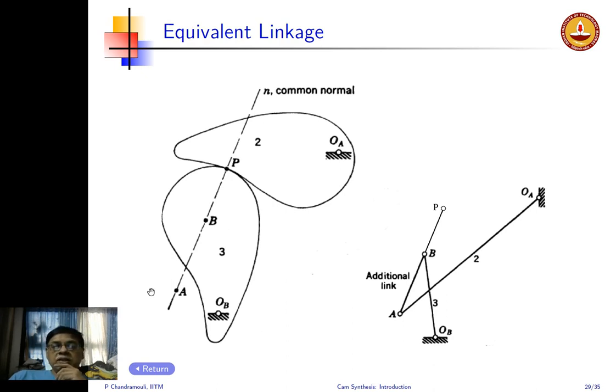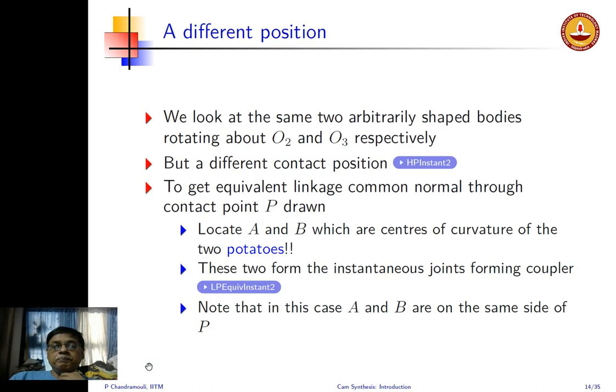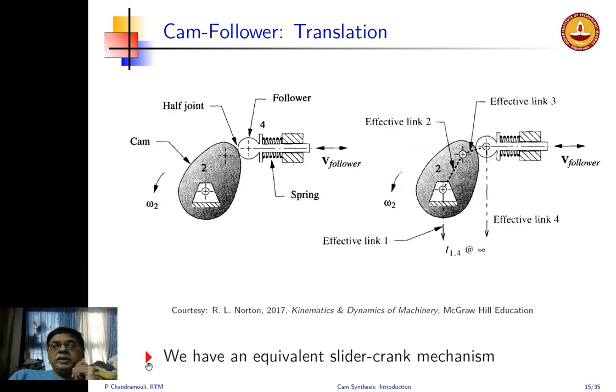So we do the same thing. We join OA to A. You can see that the input link has now become much longer. The coupler AB has become shorter, and of course the contact point is somewhere there. And OBB is this line. So this is the new 4-bar mechanism that we have for this configuration. Alright, so this is how you construct the equivalent linkage.